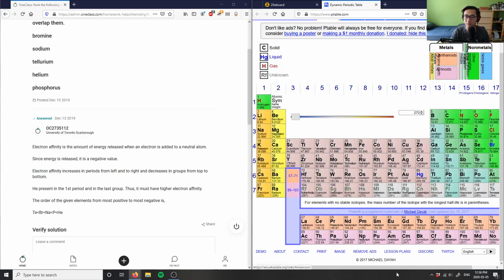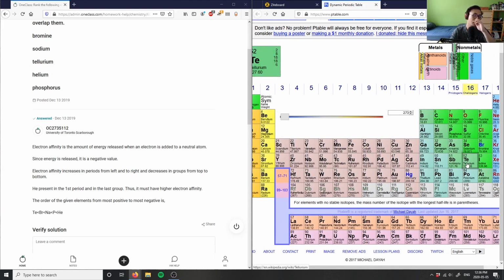Tellurium, for example, because it's so far down the periodic table, if I put an electron into tellurium, energy will be absorbed here, right? I know that because electron affinity increases in periods from left to right and decreases from top to bottom. So it's going to decrease as it goes from top to bottom. Tellurium is pretty far from the top of the periodic table.